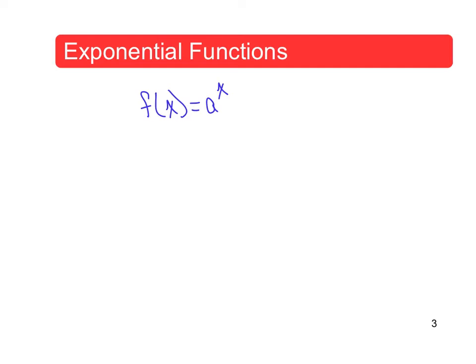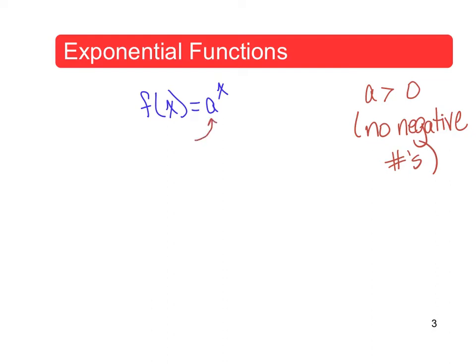A couple of things are happening here. Our a value has got to be greater than 0. It could be a fraction and it could be a decimal, but it has to be greater than 0. So our base cannot have any negative numbers. Our a value cannot be negative.